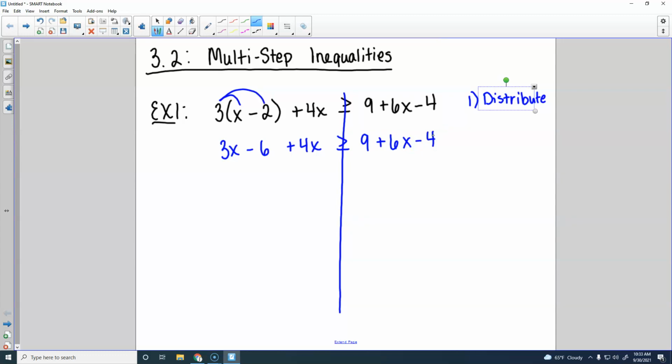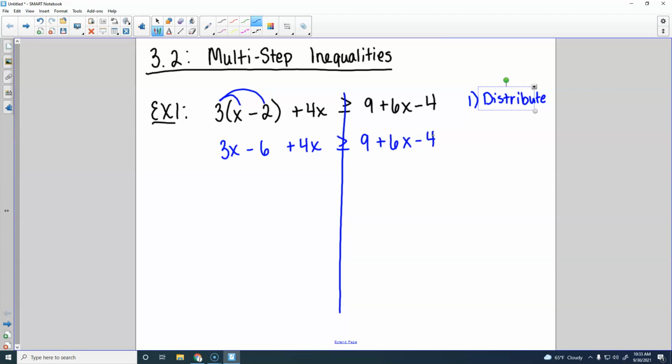I would. Especially the bigger problems, that's really where I would make sure I draw the line. Because if not, sometimes you get the sides mixed up, your equal sign just disappears, or inequality sign just disappears, and it's not good. So, first step is distribute.